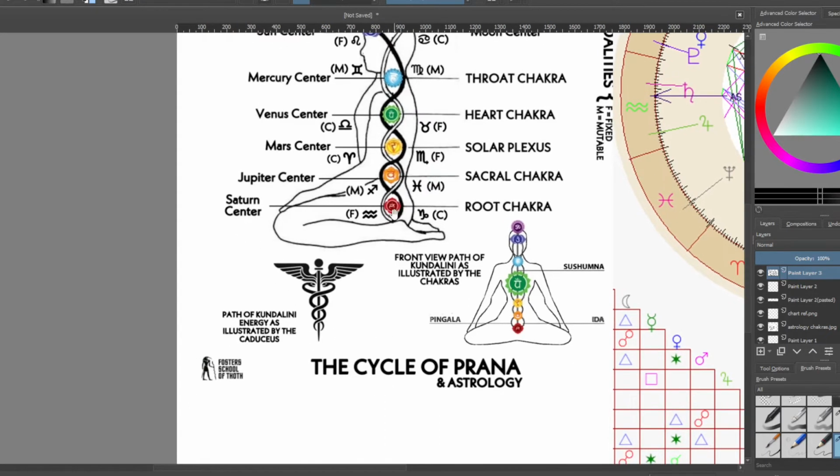And then the root chakra, which is a Saturnian center related to the bowels, the front part.